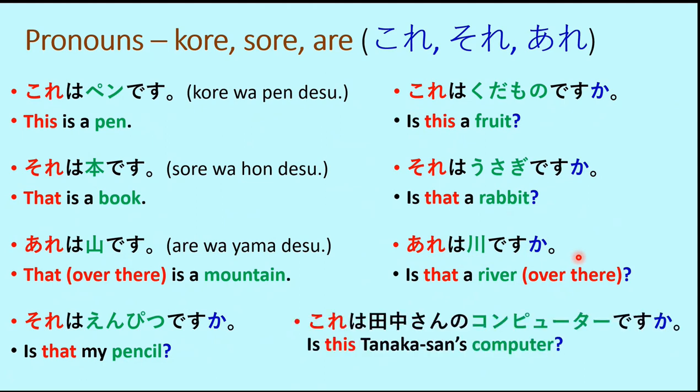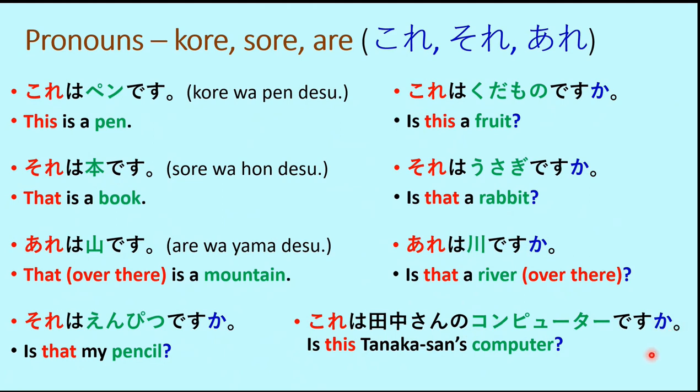And the final example here is, is this Tanaka-san's computer? So now you can see Tanaka-san's. So there is again some kind of possession. So this no particle will be part of this sentence. Is this Tanaka-san's computer? Kore wa Tanaka-san no computer desu ka? It's very, very easy. If you just derive based on these rules, then is this Tanaka-san's computer will become kore wa, Tanaka-san no, meaning Tanaka-san's computer, desu ka? Is this Tanaka-san's computer? Kore wa Tanaka-san no computer desu ka?